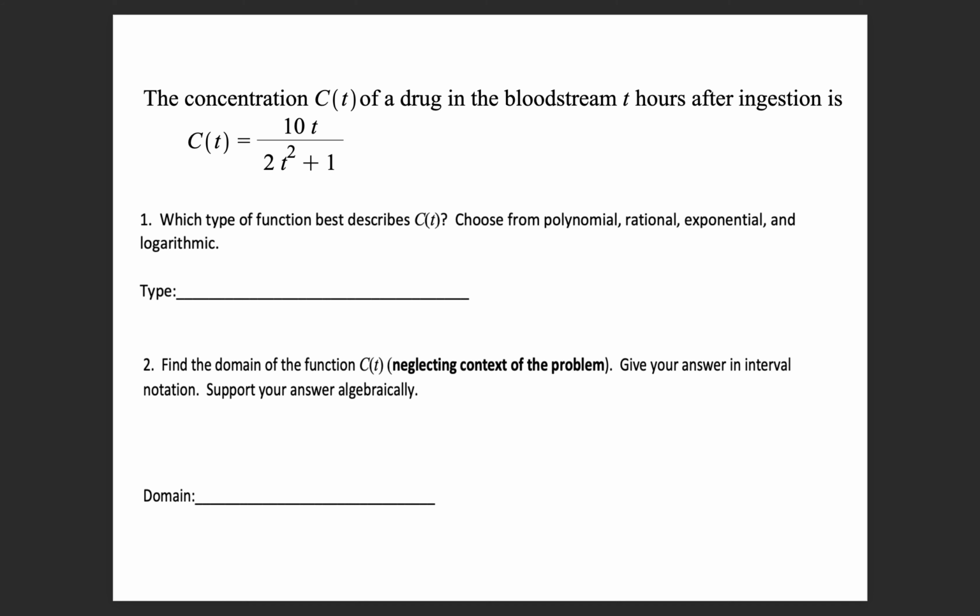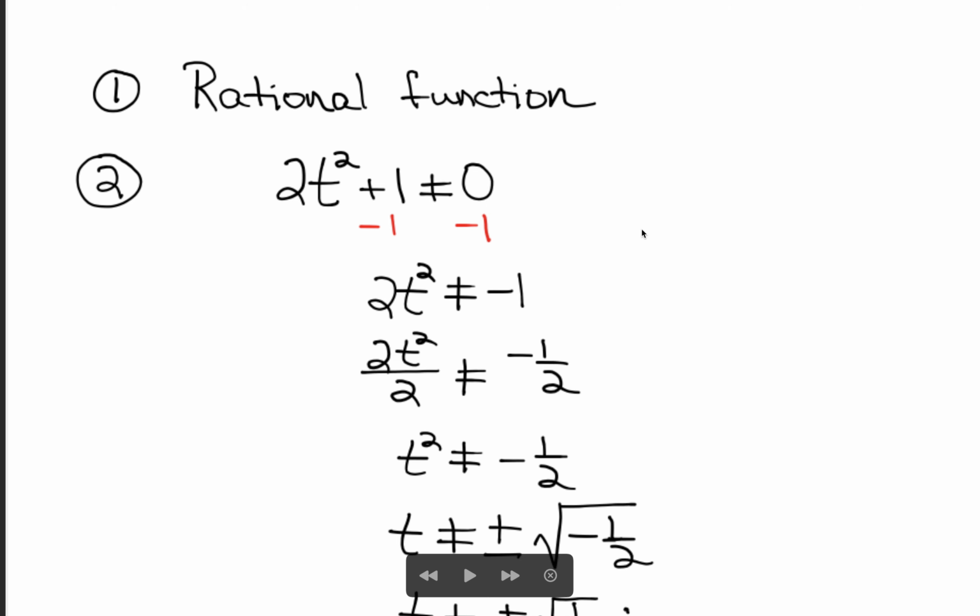Now in the case of the second problem, it says to find what the domain of the function is going to be, neglecting the context of the problem. We'll get into the context in just a moment. It says to give your answer in interval notation and support your answer algebraically. So for this rational function, once again, item 1 is a rational function.